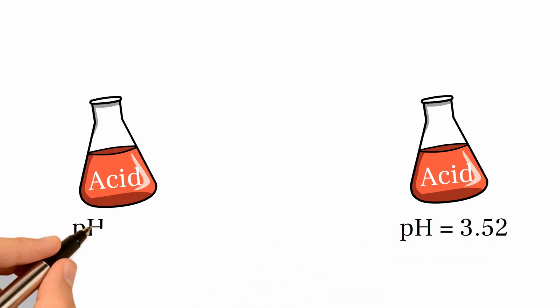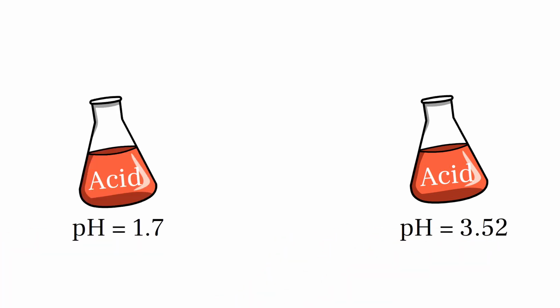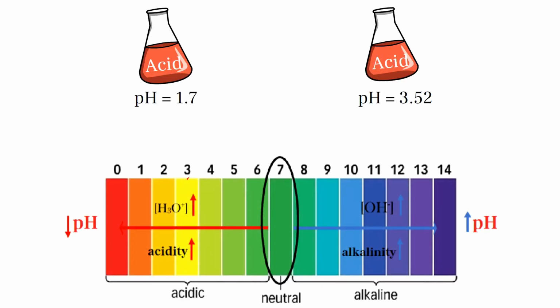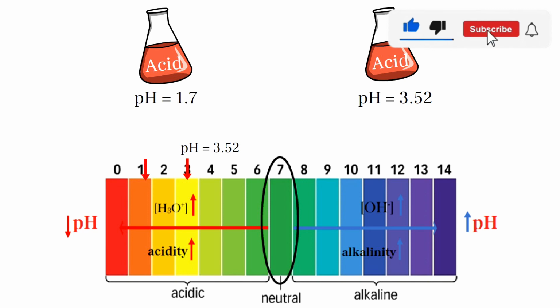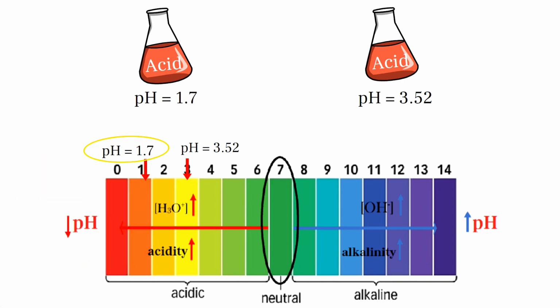Let's consider the pH values in the two previous examples, comparing them using the pH scale. We notice that the solution with a pH value of 1.7 is the stronger acid. As we can see, the lower the pH value, the stronger the acid, indicating an increase in the concentration of hydronium ions in the solution.